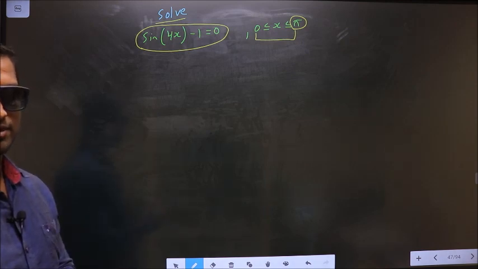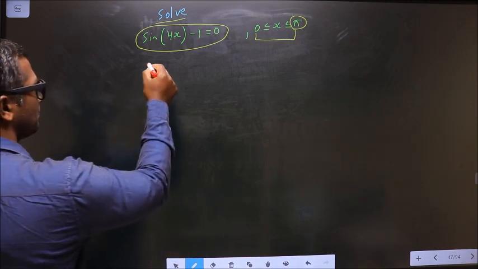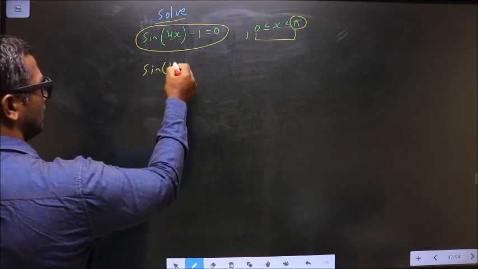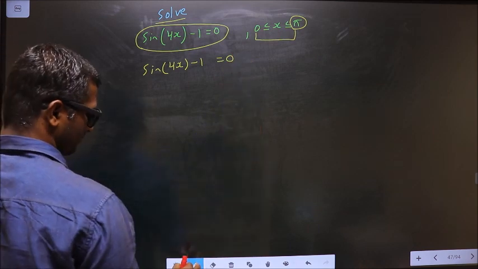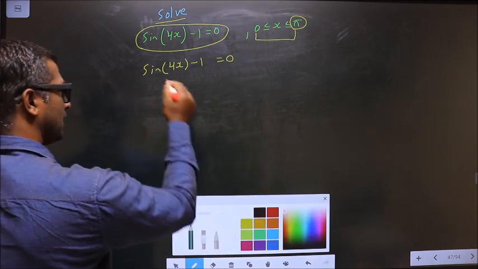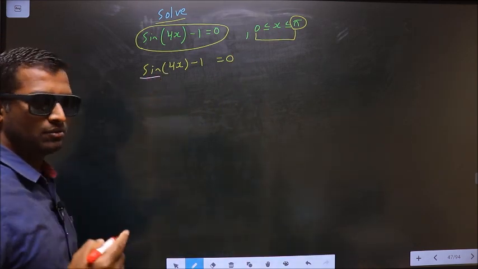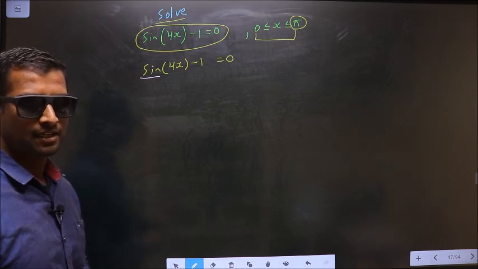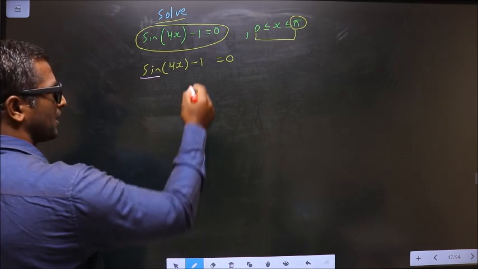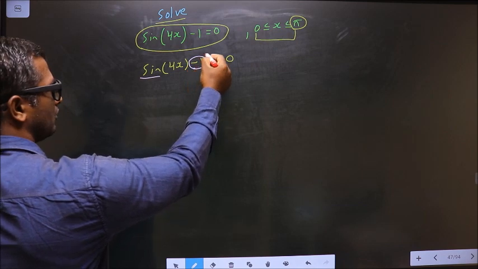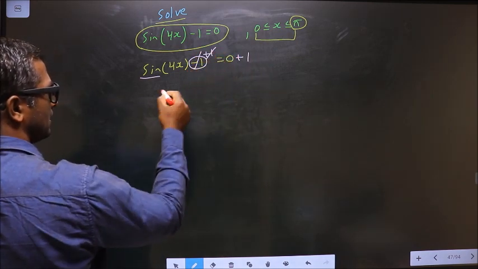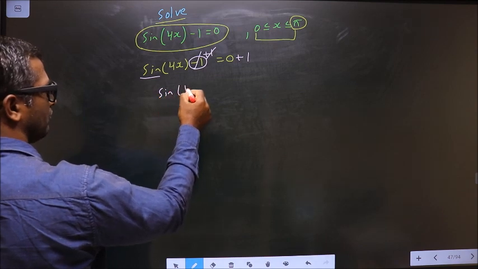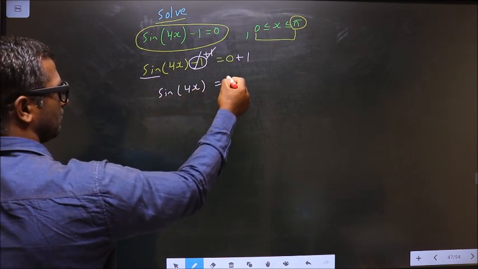Now the given equation is sin 4x minus 1 equal to 0. Here you have sin, so you make sin the subject. For that, you should remove minus 1. To remove minus 1, you add plus 1. So now this cancels out, you get sin 4x equal to 1.